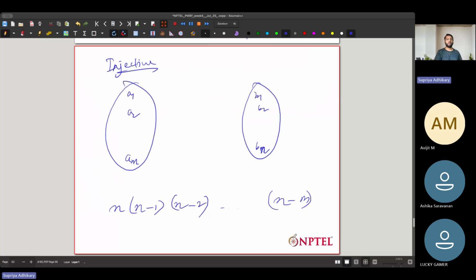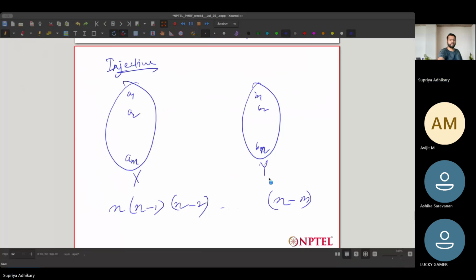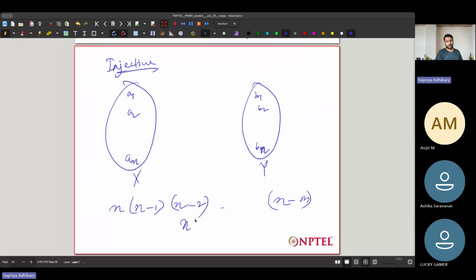So this is the total number of injective functions from X to Y. You can simplify this and write it as m factorial over m minus n factorial. Okay, you can write it as this.